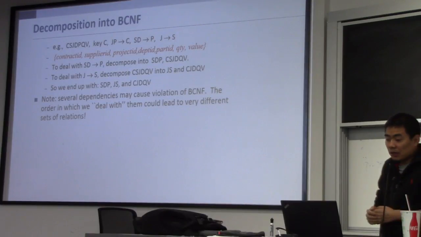Now I tell you C is the key, and I have the following functional dependencies. Is this in BCNF?